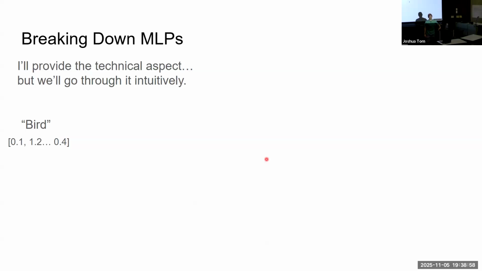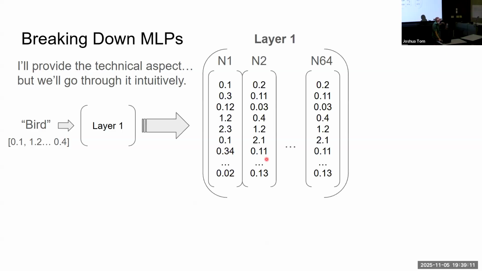So we start with the vector representation of the word bird. That's like the orange, whatever. I'm hoping you all are following vector representations of words. And we run it through a layer. Now this layer is made up of neurons. So this is one neuron and it consists of a bunch of values.